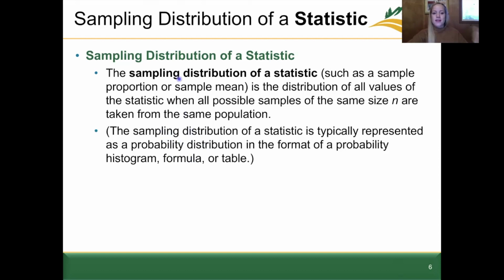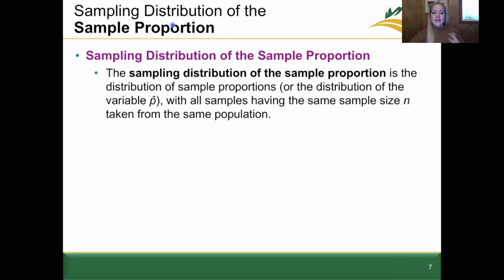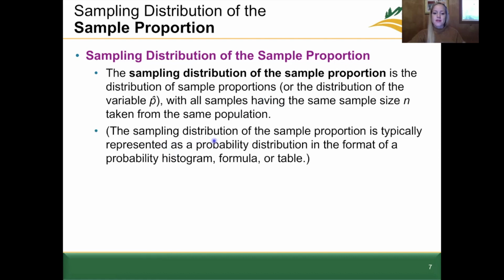Now, within the realm of sampling distributions of statistics, we have 3 main categories. The first category is sampling distribution of the sample proportion. So to define this, the sampling distribution of the sample proportion specifically is the distribution of sample proportions or the distribution of the variable p hat, with all samples having the same sample size n taken from the same population. I'm reading out these definitions, but we're going to go through examples of everything we talk about today. Here's the same bit of information now.